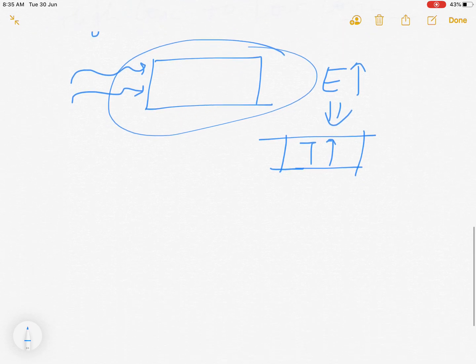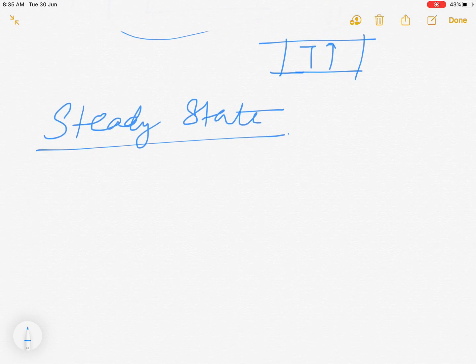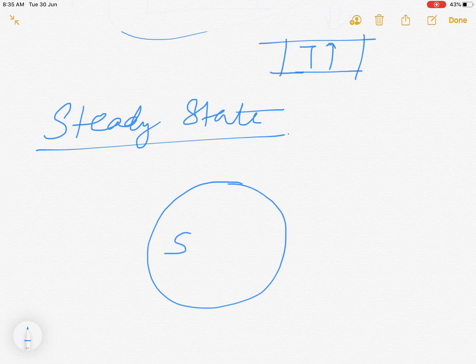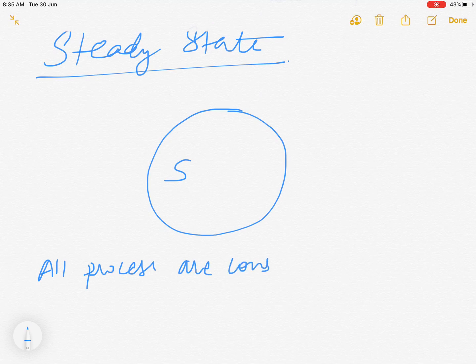Now further, I will talk about steady state. What is steady state? Okay. So if there is a system S, all processes that take place within that system are constant with respect to time.